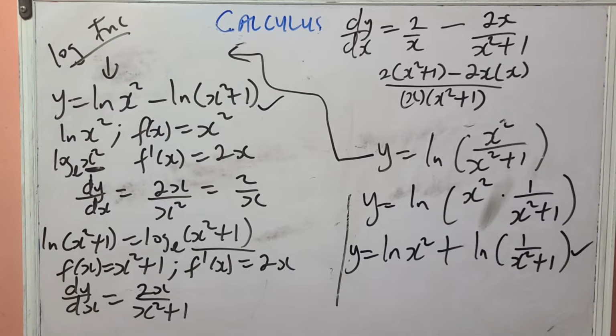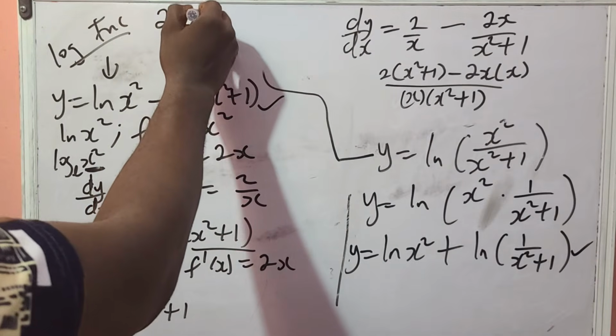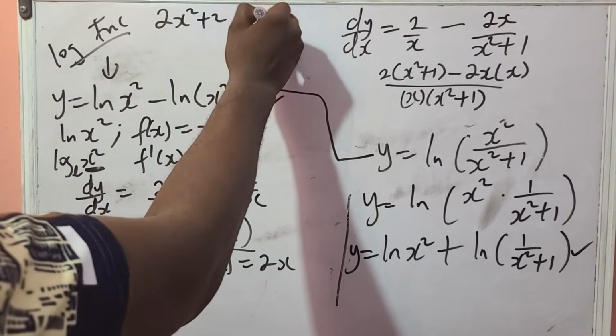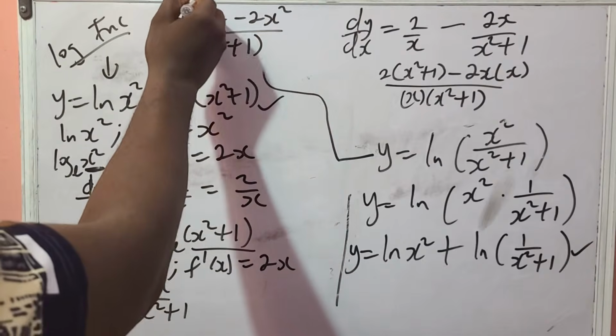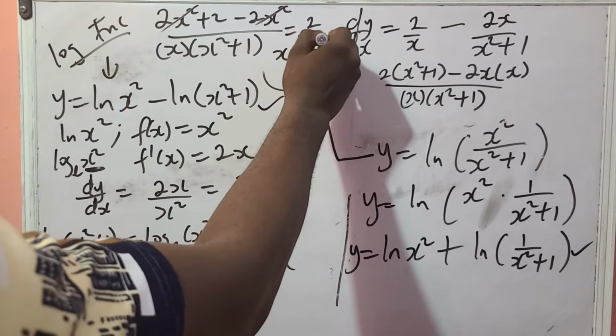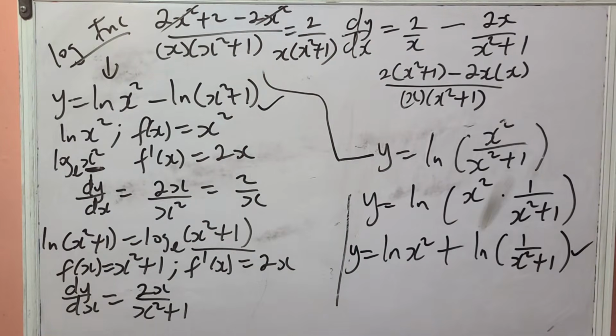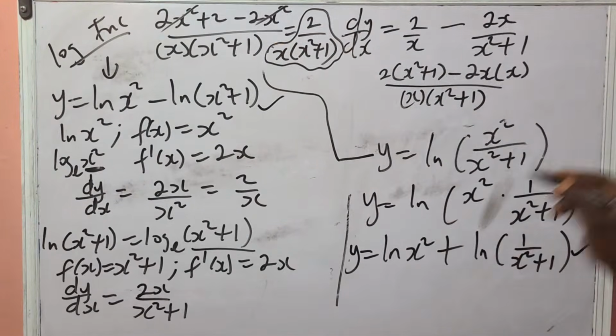Permit me to use this space on top here. Let me just bring it here. So opening this, I will have 2x squared plus 2 minus 2x squared over x times (x squared plus 1). So you can see that 2x squared, we cancel 2x squared here. We're left with 2 over x times (x squared plus 1). That's our answer, all right? So this is the derivative of this answer here: 2 over x times (x squared plus 1).